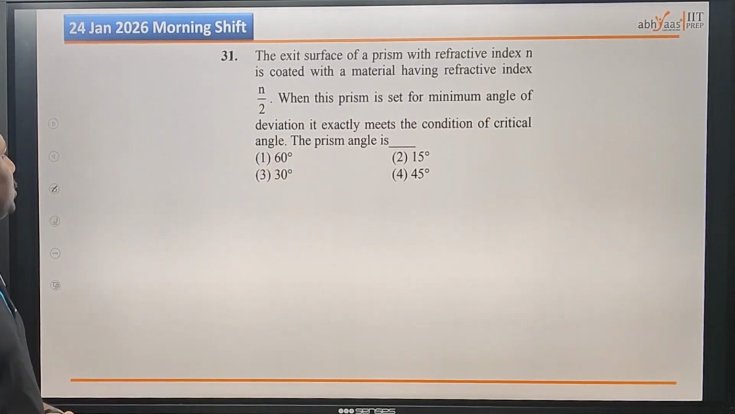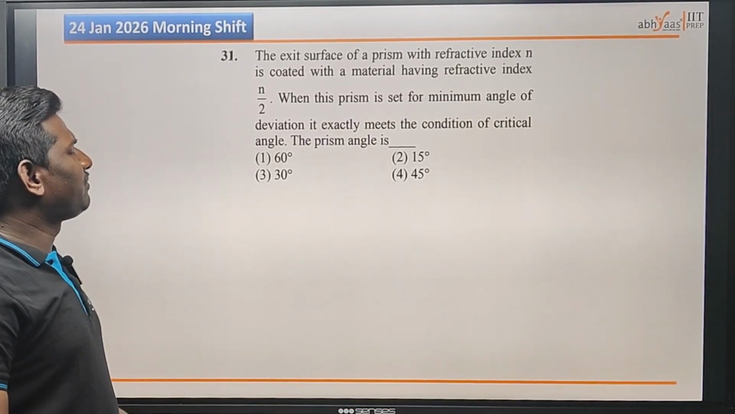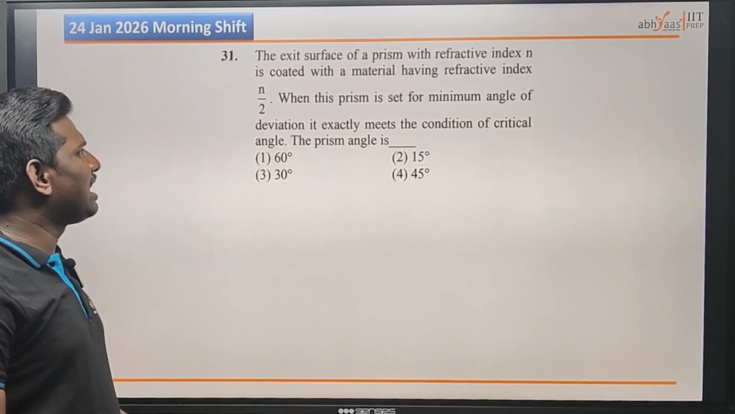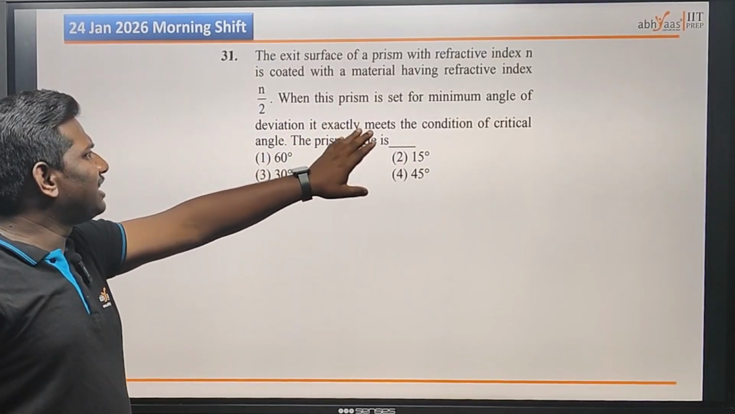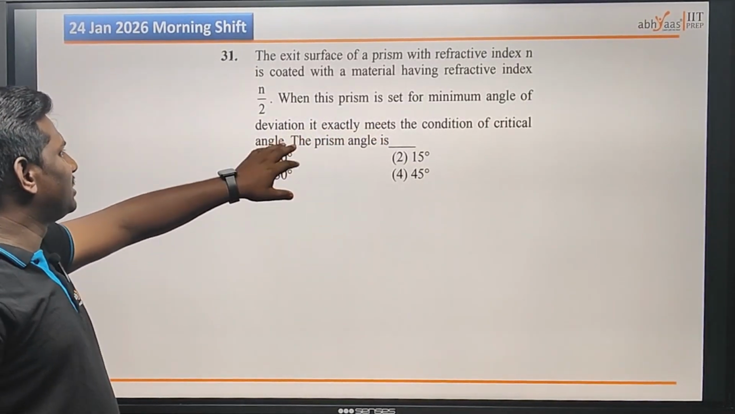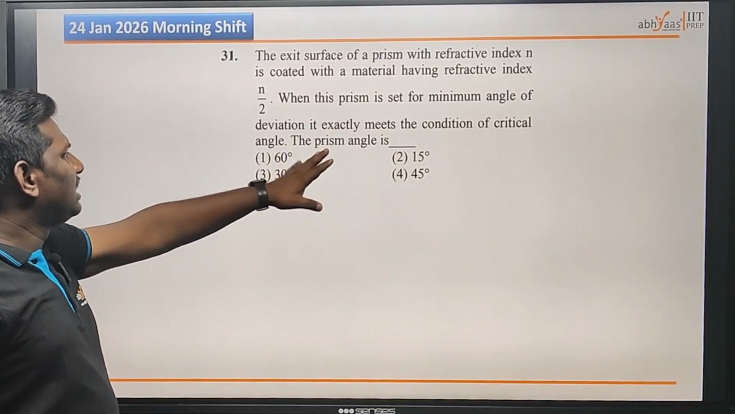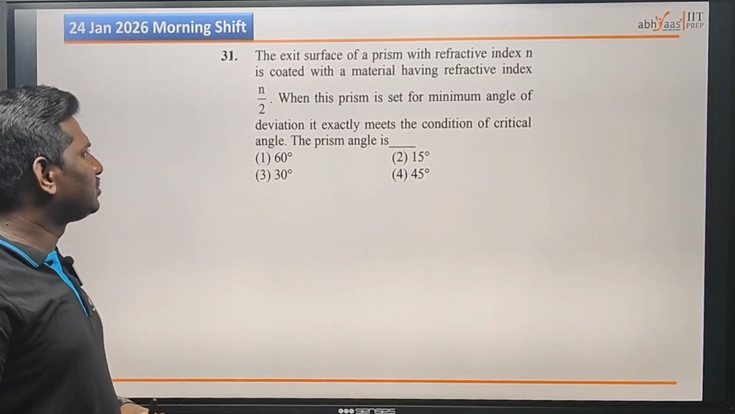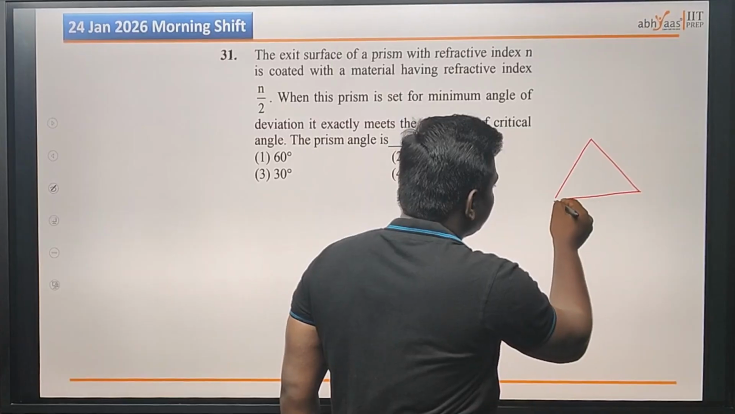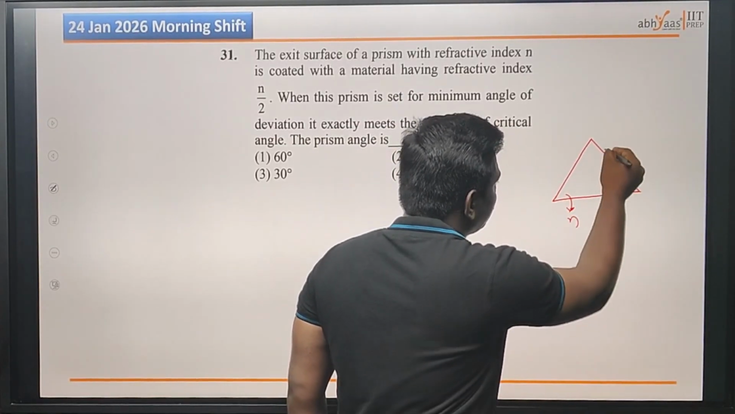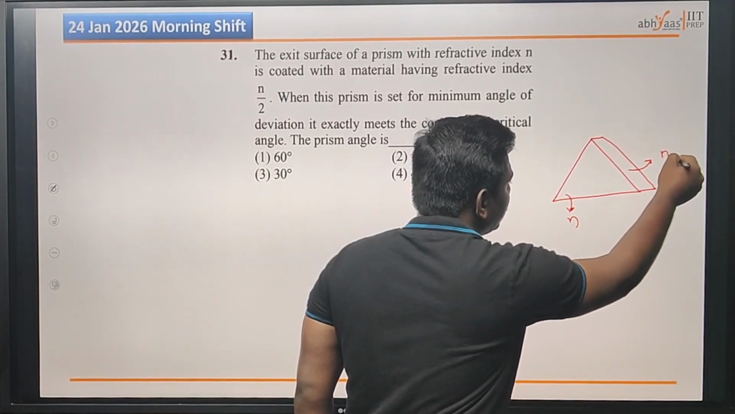So next question, see here, question number 31. The exit surface of a prism with a refractive index n is coated with a material having a refractive index n by 2. When the prism is set for the minimum angle of deviation, that is nothing but minimum deviation, it exactly meets the condition of the critical angle. Then what is the prism angle? So see here, what they are asking, the prism is having a refractive index, this is refractive index n, and one more face is there that is having a refractive index n by 2.